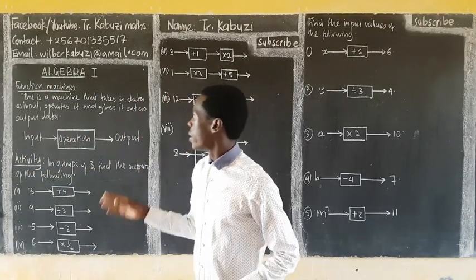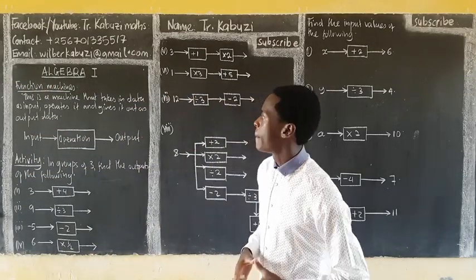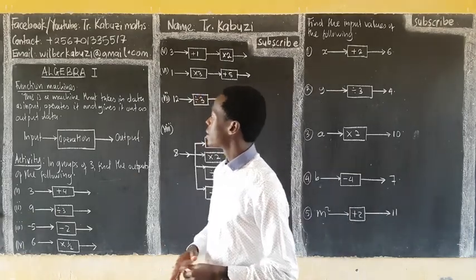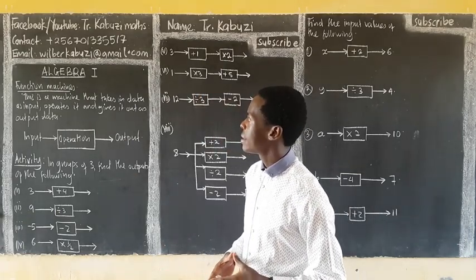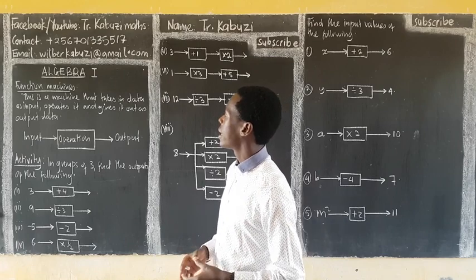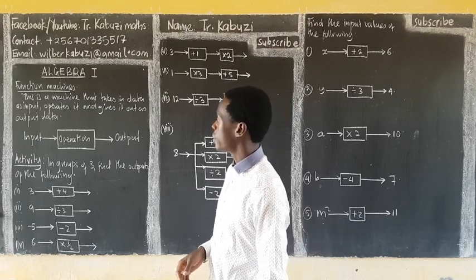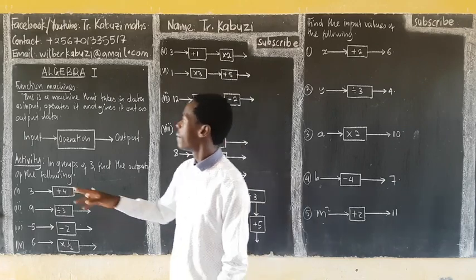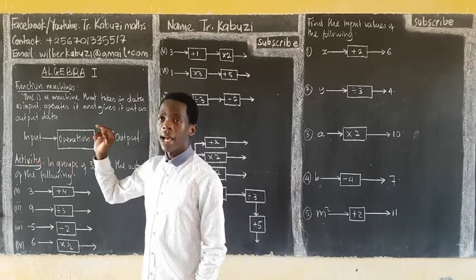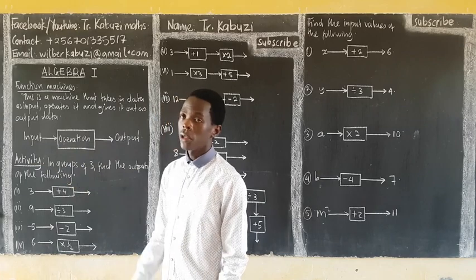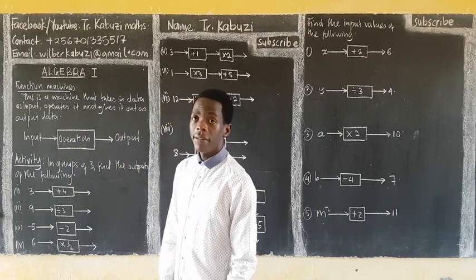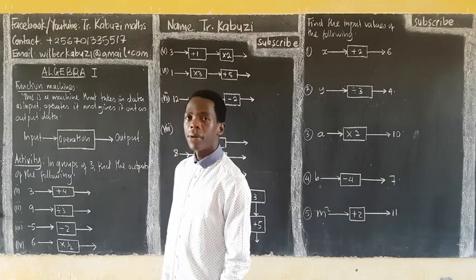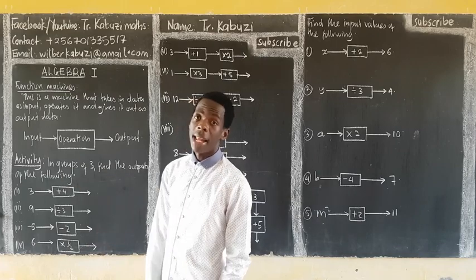Okay, now members, we are going to see the function machines. This is a machine that takes in data as input, operates on it, and gives it out as output data. So if they tell you to draw, this is what we have. You input data, then they make an operation on it, then they give it out. As simple as that.